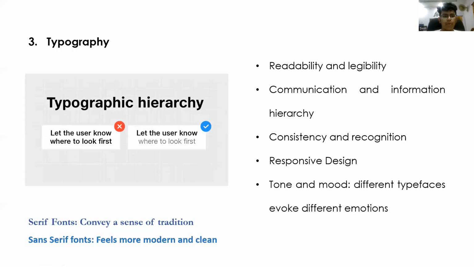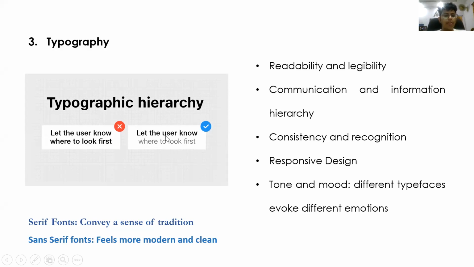Now coming to the next part, next important property is the typography. Typography is also very important because it increases the readability and legibility, communication and information hierarchy. It also provides consistency and recognition. Here in this image, you can see, like, let the user know where to look first.